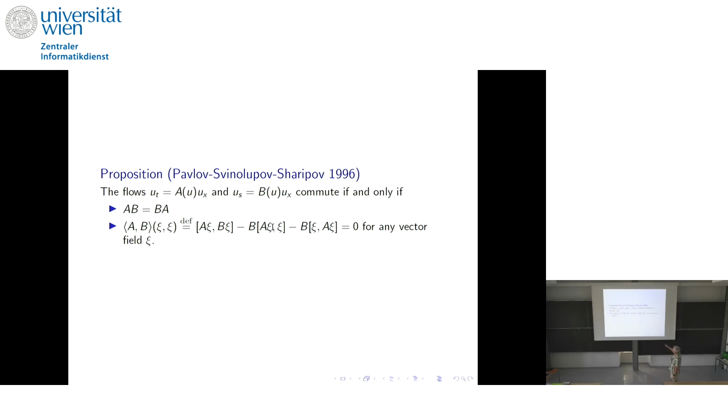So the system is as follows. If two flows commute, then their generators commute as matrices. It is a well-defined object; tensors can be multiplied. And the second condition is true for any vector field psi. Actually, you don't see it immediately, but it is a tensorial operation. So the output is a symmetric tensor, and it should be 0.